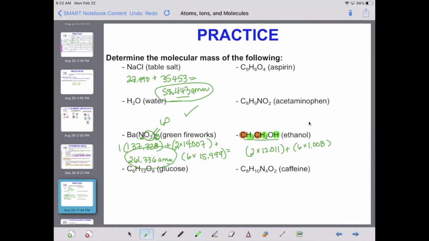And then, of course, we have our oxygen, which is 15.999. And in this case, we only have 1. And so if we do that math out, we end up with 46.069 AMU for ethanol. I will let you calculate glucose, aspirin, acetaminophen, and caffeine for class. Again, this is something that I think is fun and pretty straightforward. It just, again, like everything in chemistry, will take practice.